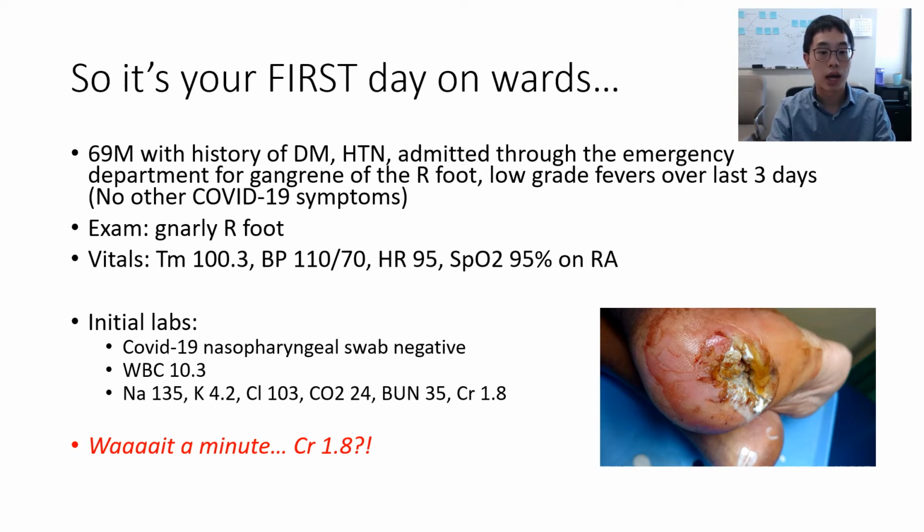These are his initial labs. So he's got COVID that's negative, his white blood cell count is 10.3, and you scroll all the way down to the labs and you see a creatinine of 1.8. You say to yourself, wait a minute here, what is this creatinine of 1.8? And maybe he has an acute kidney injury.